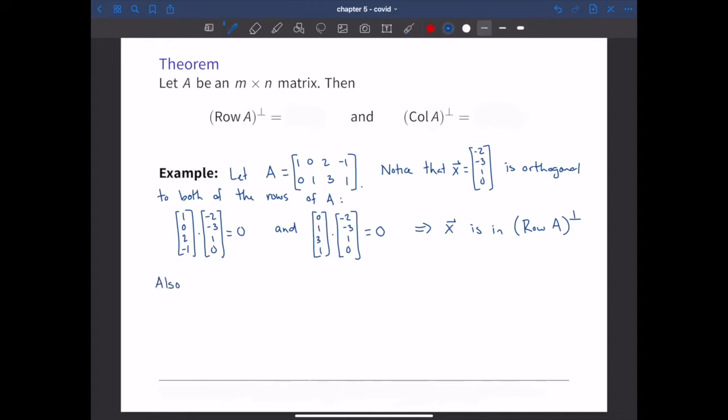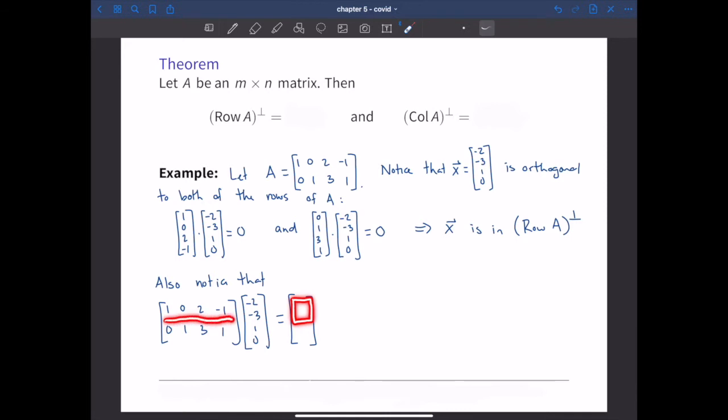All right, well also notice that if we take the matrix A, 1, 0, 2, -1, 0, 1, 3, 1, and we multiply it by this vector x, -2, -3, 1, 0, well, what happens when we do matrix multiplication? Now again, there's a few ways to think of matrix multiplication, but the way I think of it is, if I want to figure out what goes in this top spot, I take the first row of the matrix A, and I take the dot product with the vector x. Well, the dot product of the first row with the vector x is just going to be 0. So I get 0 here.